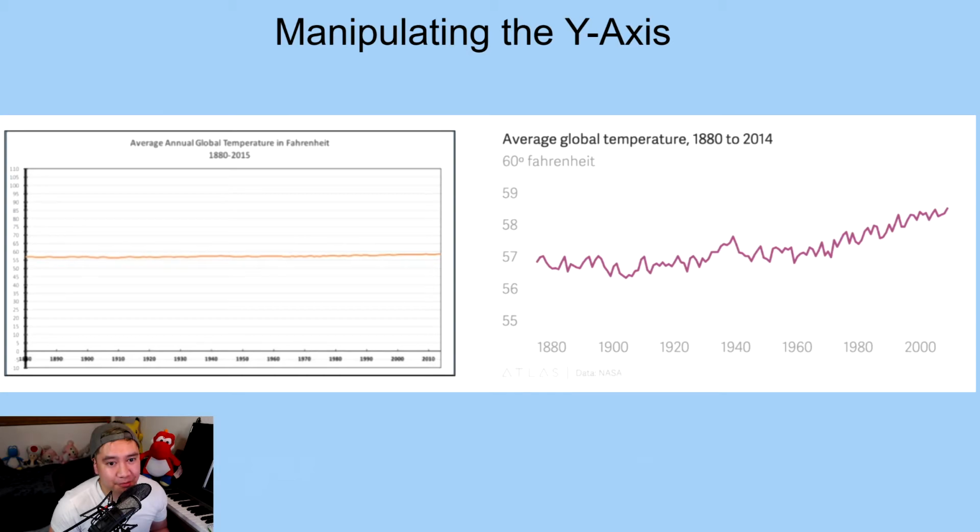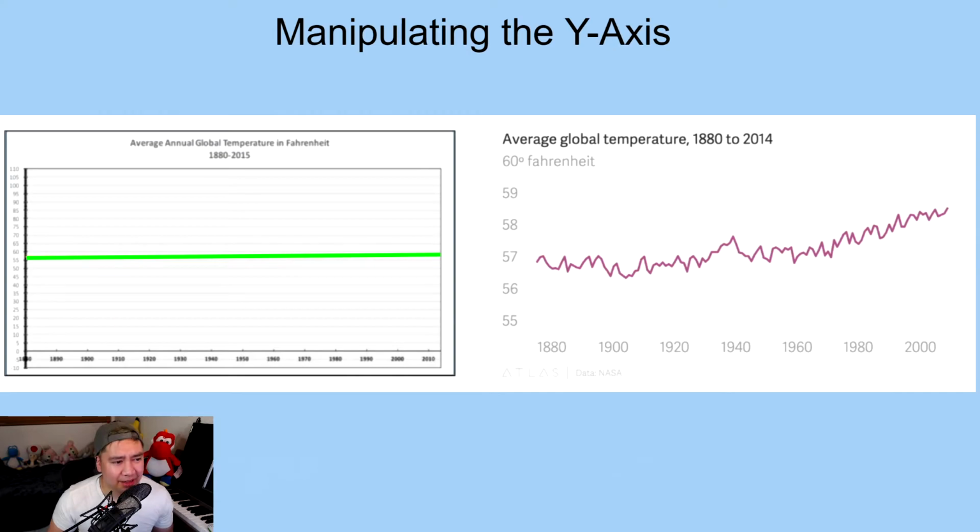Now, manipulating the y-axis. On the left and right graphs, we have the average annual global temperature in Fahrenheit from 1880 to about 2014, representing whether there's global warming, right? In the left graph, you can see that the graph looks fairly flat. You can even see I use the green line to convey that it looks flat.